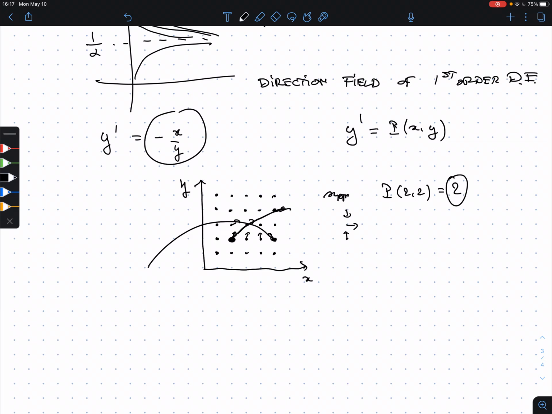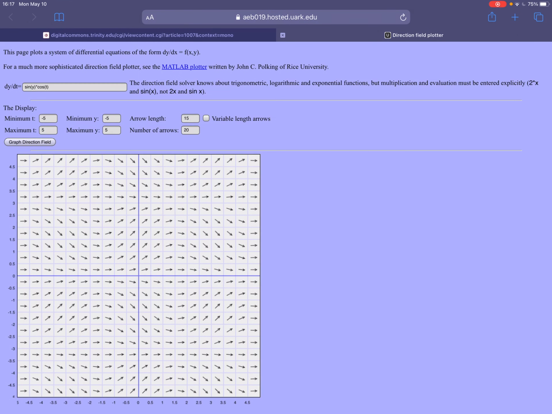Okay, let me do this in practice. So let's go. I'm using an online web app for this. You could find this in many places. So I'll put a link on the web page so that you can go to this, or you can find a similar thing like that. This is not a very fancy one. It's this one. It says here, for a more sophisticated one, go to MATLAB Plotter, but that link is dead.